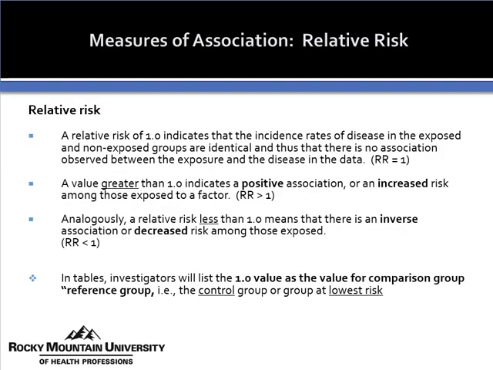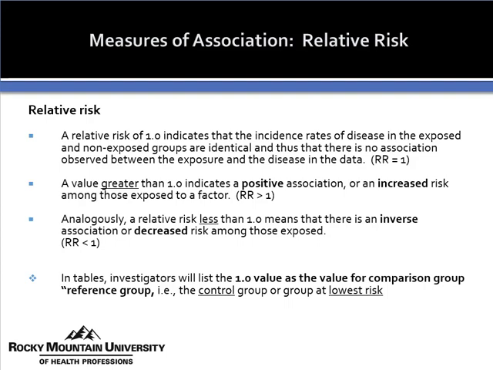Here's the important information regarding relative risk. Relative risk of 1.0 indicates that the incidence rates of disease or injury in the exposed and non-exposed groups are identical, and thus there is no association observed between exposure and the disease in the data.